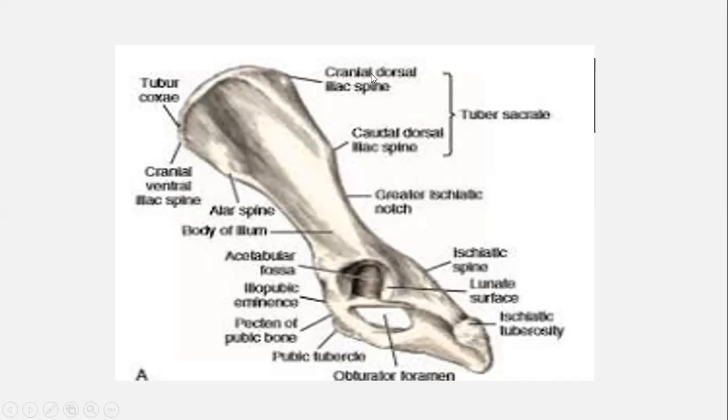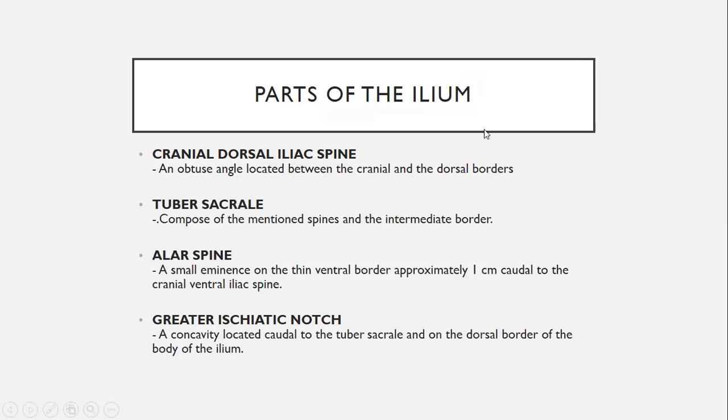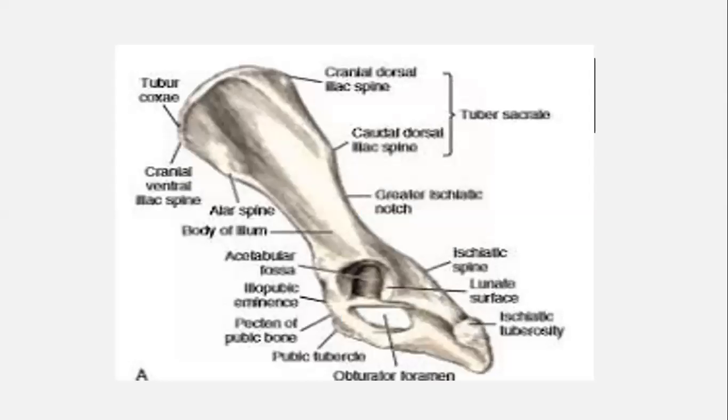So the cranial dorsal iliac spine is this one, and we also have the caudal dorsal iliac spine, which is composed of the tuber sacrale. We also have the alar spine, a small eminence on the thin ventral border, approximately 1 centimeter caudal to the cranial ventral iliac spine. And we also have the greater sciatic notch, which is a concavity located caudal to the tuber sacrale and on the dorsal border of the body of the ilium. So this is the greater sciatic notch over here.